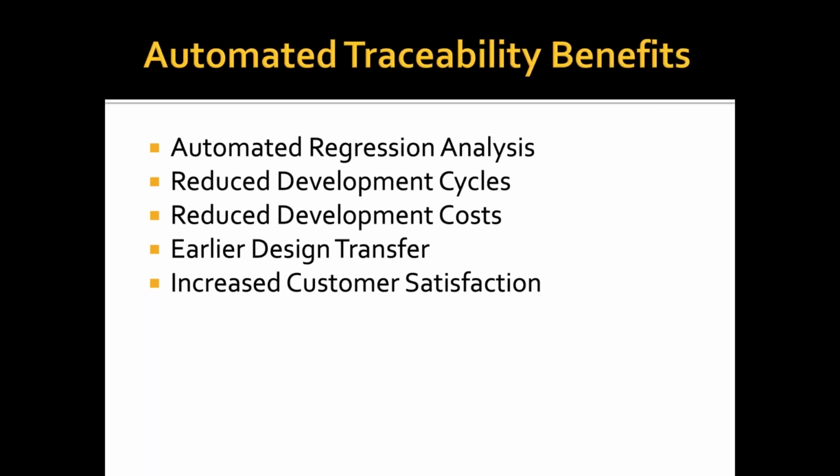The benefits of the automated traceability were no dangling requirements or missing design elements after the implementation of the automated regression analysis, by identifying and establishing links from user needs to requirements to risk mitigations to design to code to both verification and validation in their respective reports. Again, we had a decrease in development cycles, a corresponding decrease in development costs, and with the tool reduction, earlier design transfer, and ultimately increased customer satisfaction.